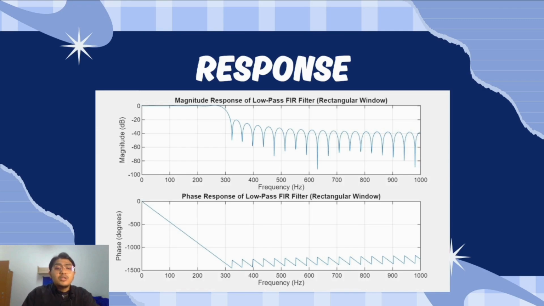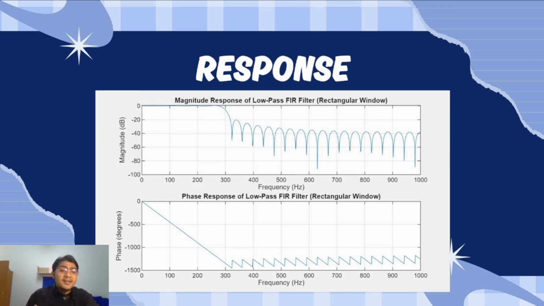Looking at the magnitude response, we see that the frequencies from 0 up to about 300 Hz are passed with nearly 0 dB attenuation, meaning they come through unchanged. This is the passband. Just above 300 Hz, the response begins to drop sharply. The transition from the passband to stopband occurs over a narrow band, roughly 80 Hz wide, which is characteristic of the rectangular window.